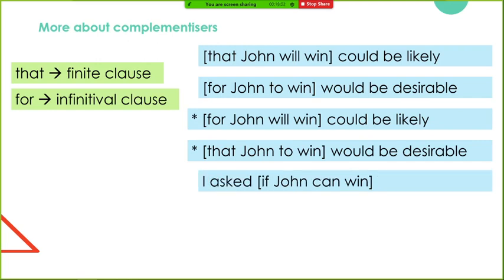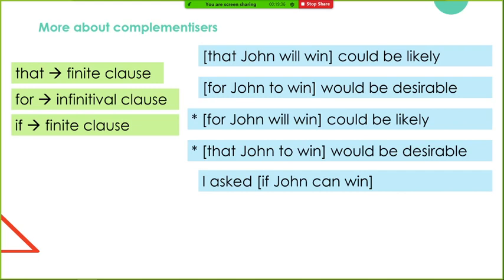Now, there's a third possible complementizer, as we can see in this example. I asked if John can win. Note here we've got this word if, and that's sitting in pretty much the same position that we've seen that and for sitting in. It comes in front of the IP, John can win. Now, if we look at that, we see that if is a kind of complementizer that can introduce a finite clause. So if seems to be like that in this case.